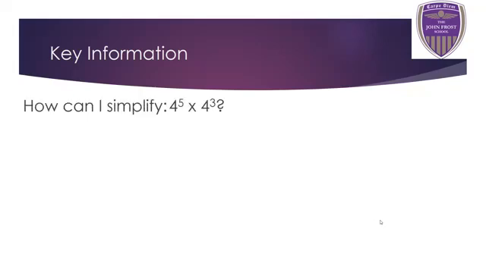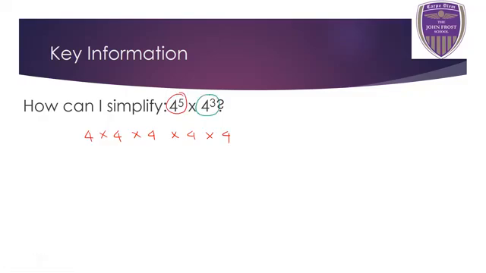So how could I simplify this? How can I simplify 4 to the power of 5 multiplied by 4 to the power of 3? Well, I would do this by writing it out in full. Remember, 4 to the power of 5 means 4 times 4 times 4 times 4 times 4. So you're multiplying the number 4 by itself. That's what this means.